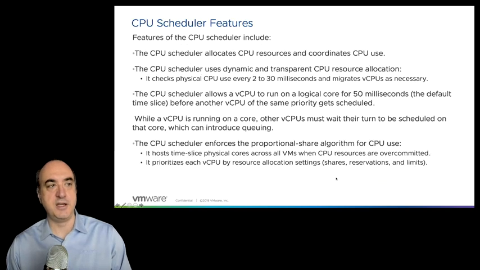So, other features. The scheduler is there to allocate the CPU resources and coordinate CPUs for the different virtual machines. The scheduler actually will wake up on a sliding scale interval, pretty much to use a dynamic and transparent resource allocation scheme. It'll wake up anywhere between 2 to 30 milliseconds and migrate the virtual CPUs as necessary. The scheduler will also schedule the virtual CPUs to run on logical cores. They basically have a built-in time slice of 50 milliseconds. So that's the VMkernel's default for when there isn't any contention on the system.